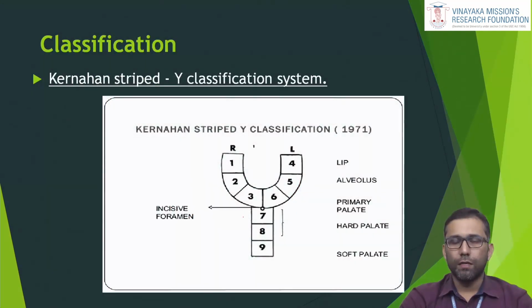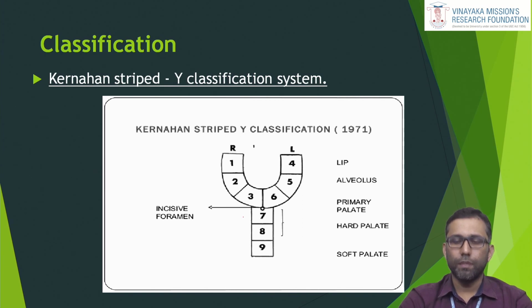population. Now that we have seen the etiology and the dental abnormalities, we need to classify the cleft lip and palate so that we will be able to convey the message among the professionals. There is a need to convey the message to the patients, but we need to transfer the message among the professionals or the dentists. For that you need to have a classification. The most common, detailed, and simplest classification that we can understand and study is Kernahan's striped Y classification system.